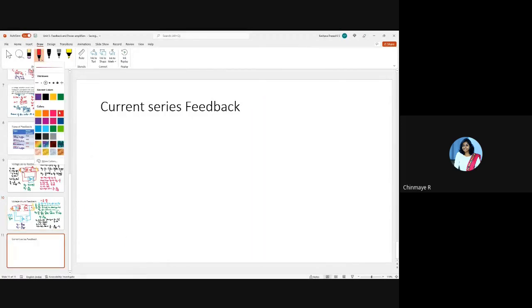In current series feedback, what is the kind of amplifier that we consider? When I say current series, the output is current, and the feedback is in series at the input. You know the output is current, but something is fed back in series, then that has to be voltage. So the input is voltage. So what kind of an amplifier is this?